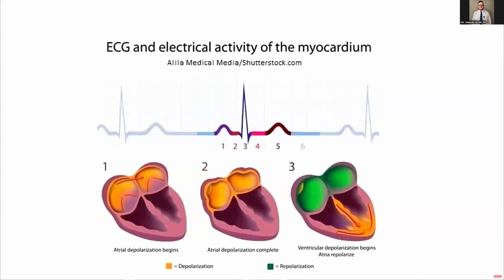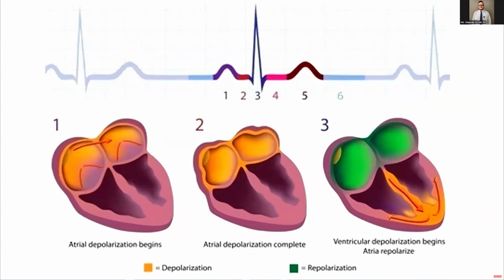So now let's recap all that information and look at this PQRST complex and see how depolarization and repolarization are occurring in each part of that complex. So here, section 1 is the P wave. That represents atrial depolarization beginning, so we have the contraction of the atria. Then 2, that was our PR segment. That was atrial depolarization complete, so it's done.